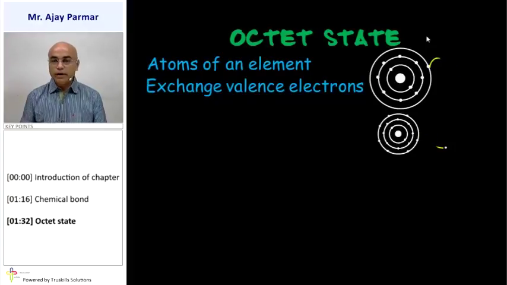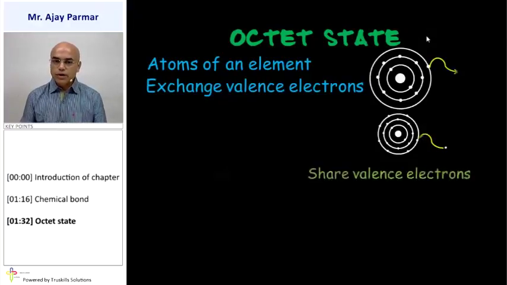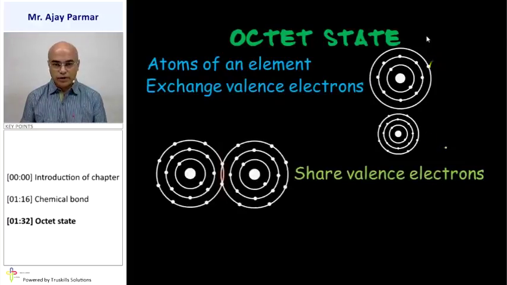That means if it has got 1, 2 or 3 electrons in the outermost orbit, it is going to lose electrons. And if it has got 5, 6 or 7 electrons in the outermost orbit, it is going to gain electrons. That means there will be exchange in the case of valence electrons. Sometimes it shares electrons. That means they will share a pair, 2 pairs or 3 pairs of electrons depending upon the number of valence electrons.